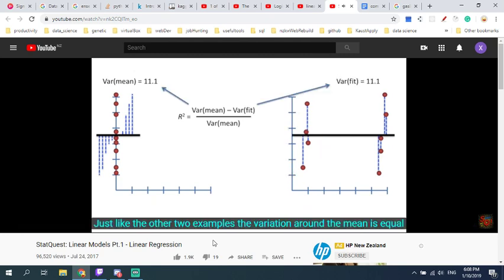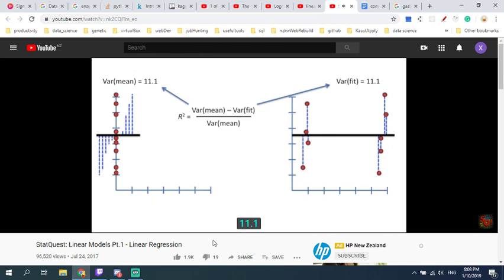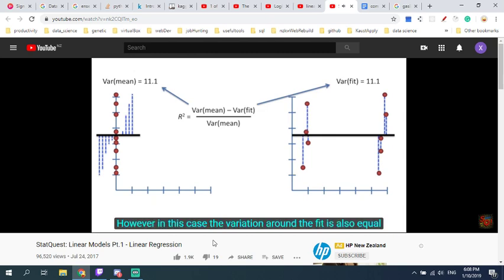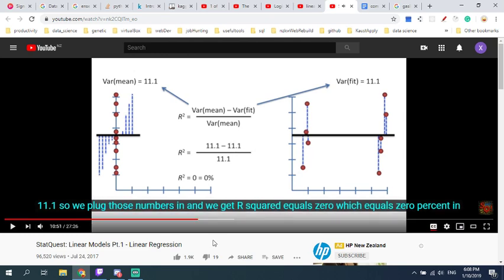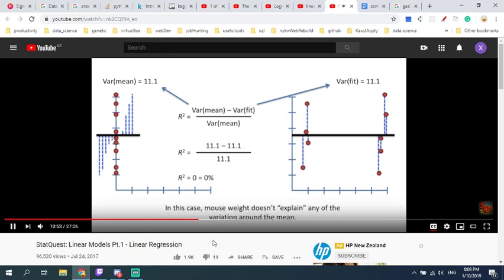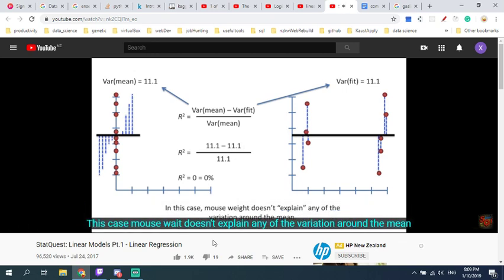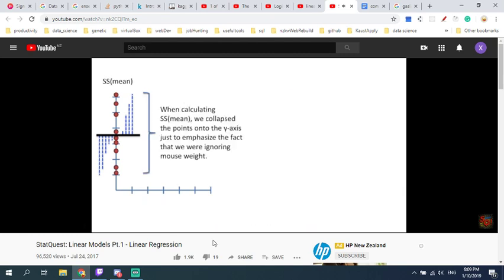Just like the other two examples, the variation around the mean is equal to 11.1. However, in this case, the variation around the fit is also equal to 11.1. So we plug those numbers in and we get R squared equals 0, which equals 0%. In this case, mouse weight doesn't explain any of the variation around the mean.